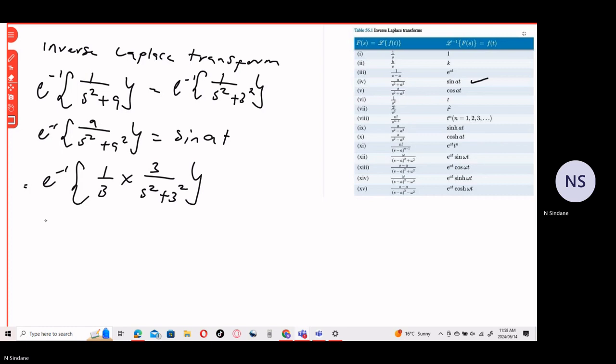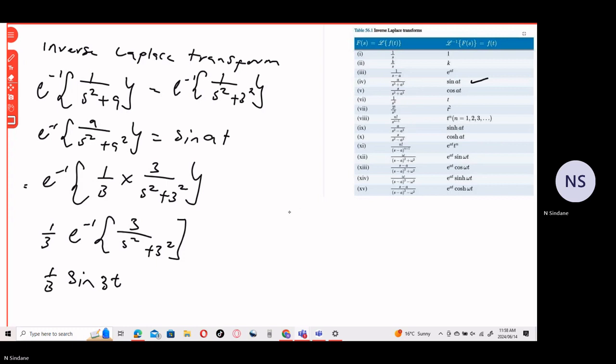Then I can take out this 1 over 3 and say this will be 1 over 3 times the Laplace inverse of 3 over s squared plus 3 squared. Now my numerator is 3 and the value of a is also 3. Then I can say this is a sine of at. This will be 1 over 3 sine of 3t. This is your solution when you're looking for the Laplace inverse of 1 over s squared plus 9. Let's get another question.